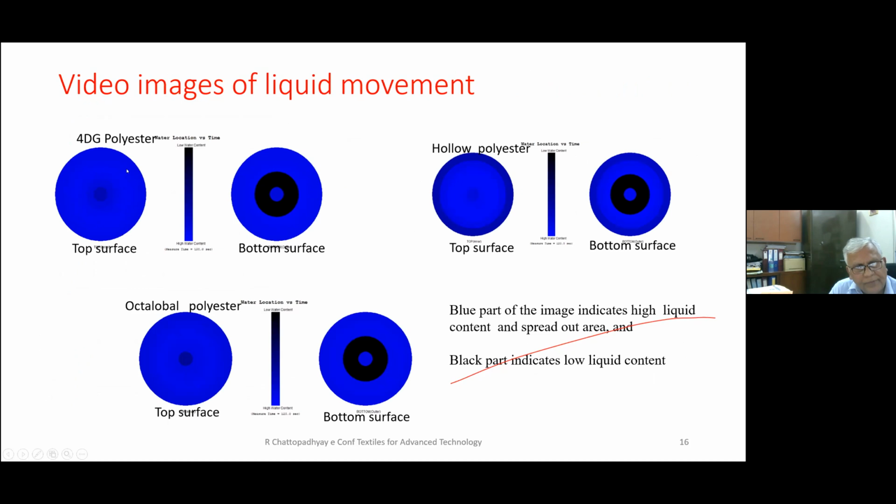So this is the top surface and this is the bottom surface of the three types of fabric that have been used. In the blue one you see that the liquid is there on the top, and it has gone to the bottom. So the bottom surface also shows a lot of blue area. And the area where it is dark, that is black, it means the liquid is not there in this space for some reason. Otherwise, a lot of liquid has been transferred from the top surface to the bottom surface.